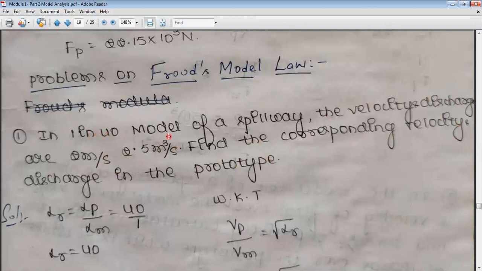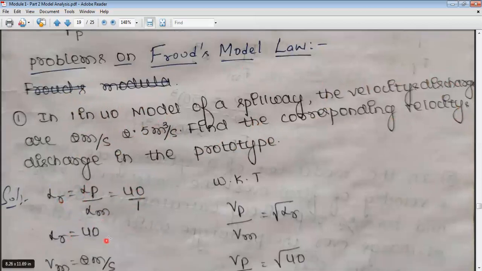So 1:40 model means this 1:40 is the scale ratio for length. LR is equal to LP by LM. As I told earlier, the higher number indicates the prototype. LP means 40 divided by 1. Therefore, LR is equal to 40, because all the scale ratios are expressed in terms of LR. The very first thing in Froude's model is to find the scale ratio for length. LR is 40.